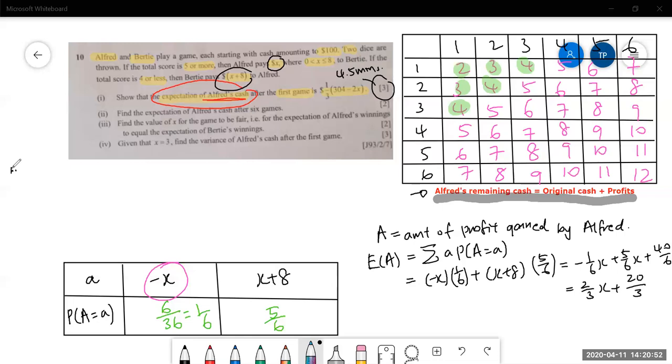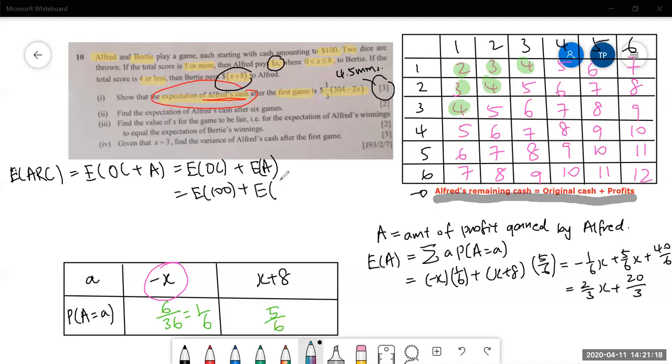So, the expectation of Alfred's remaining cash is equal to the expectation of original cash plus profits, which is equal to the expectation of original cash plus the expectation of profits, the expectation of 100 plus the expectation of 2/3. Yeah, correct. So it's 100 minus, plus, sorry. Yeah, I got it wrong.